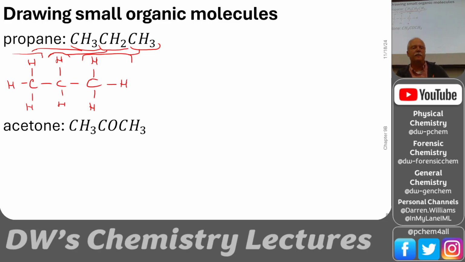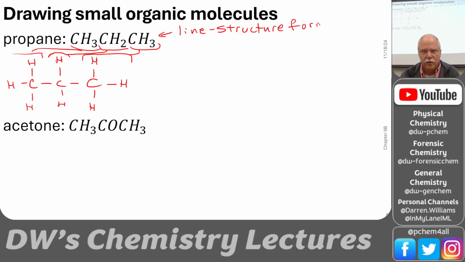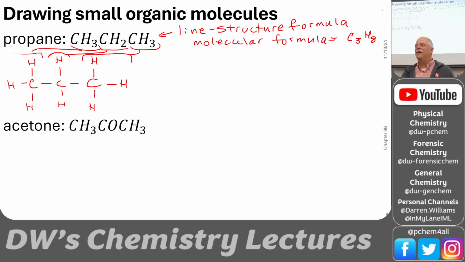It's a lot more information in this, I call it a line structure formula. The molecular formula is equal to C3H8. And there's not a lot of information there, is there? Right. So this is way better in terms of the line structure formula because we don't have to write out the Lewis dot structure. We can just write out CH3, CH2, and so on.